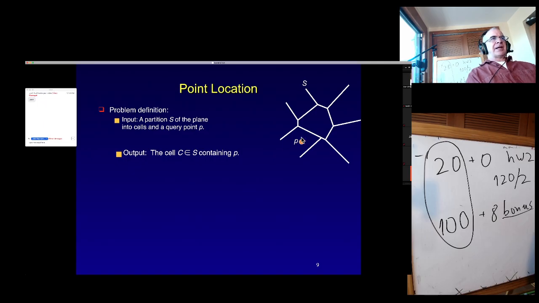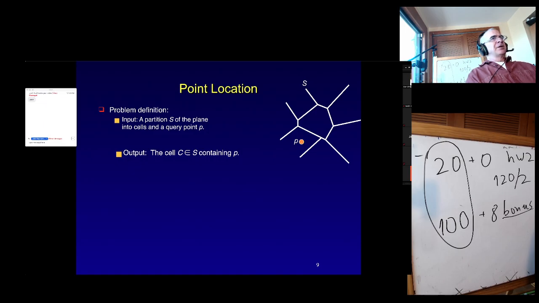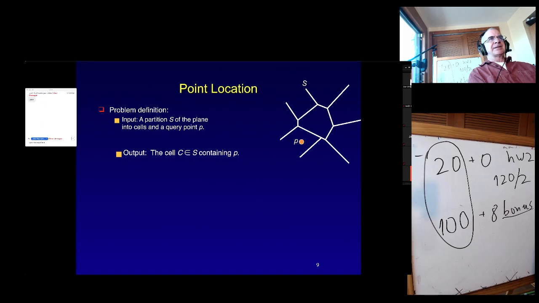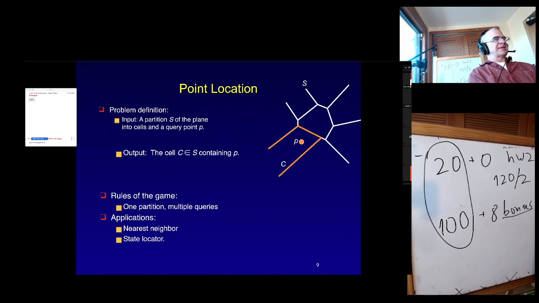I can check each one of the cells to see if P lies inside it, which is even an interesting question. But this will mean that I need to check each and every cell until I find the one that contains P. I'd like to have an answer not in linear time, but in logarithmic time, or at least much more efficient than checking each cell exhaustively. For P in this case, this will be the cell, this is the answer.